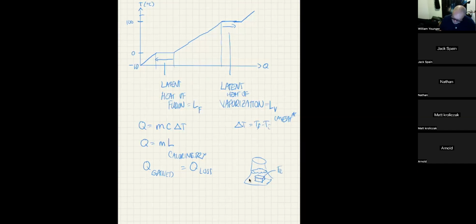And we bring this temperature from T equals 20.0 degrees Celsius to T final equals 100 degrees Celsius. Okay. And we leave it there long enough that we know, since the metal is a conductor, it's going to reach equilibrium with the water, right?